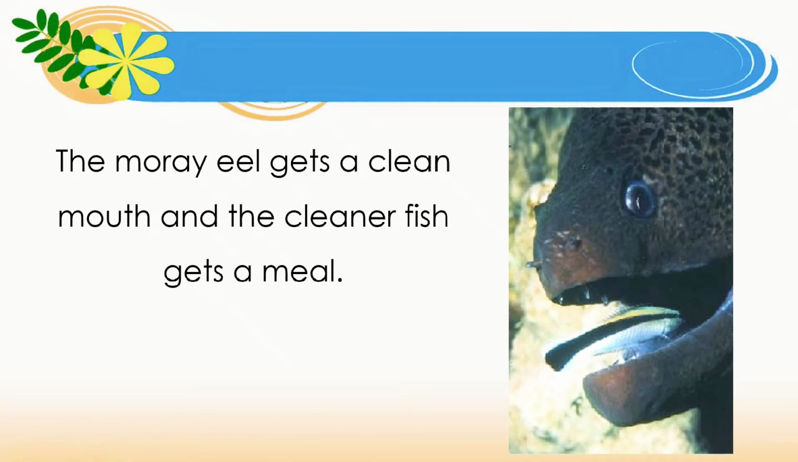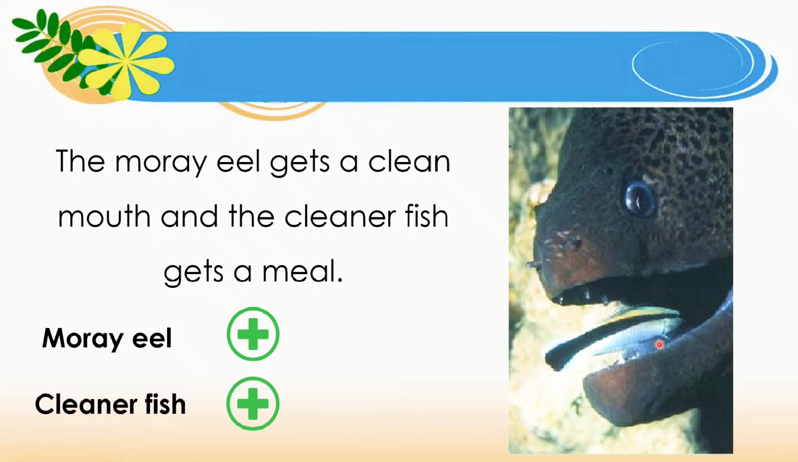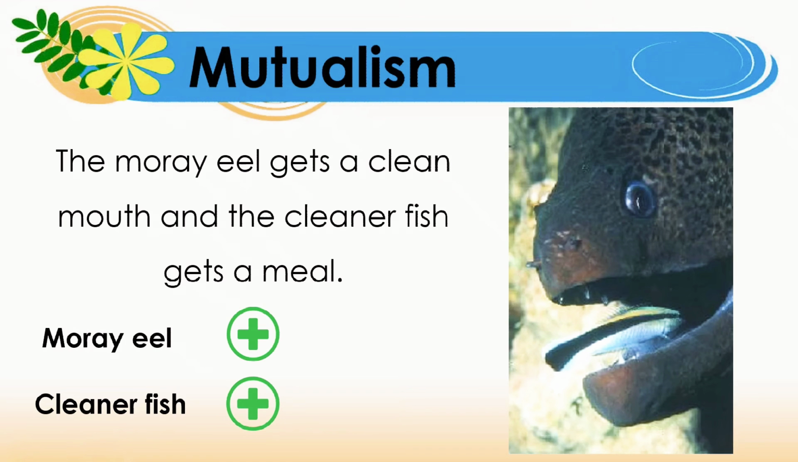So let's have this activity. For example, the moray eel gets a clean mouth and the cleaner fish gets a meal. We have the moray eel and the cleaner fish. Because the moray eel gets cleaned, he has a positive, and the cleaner fish also gets a positive. Both of them benefit from each other, so they have a mutual relationship.